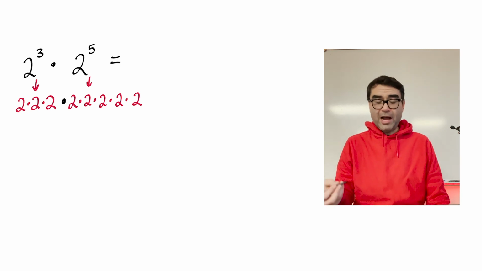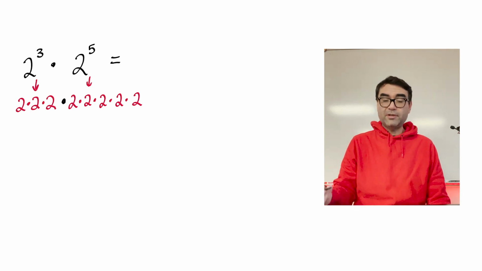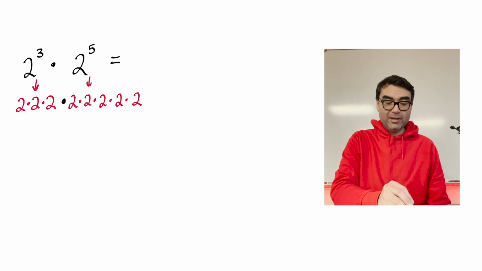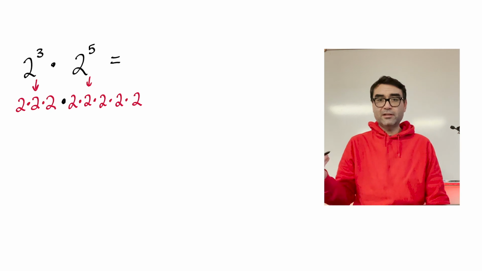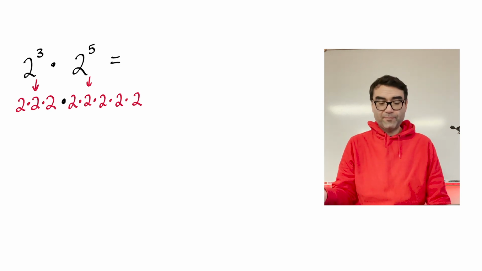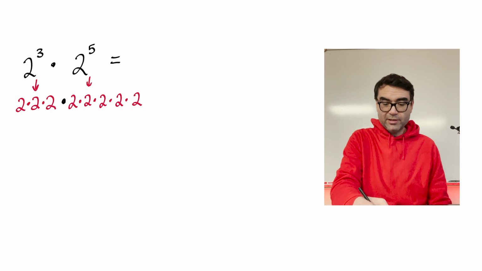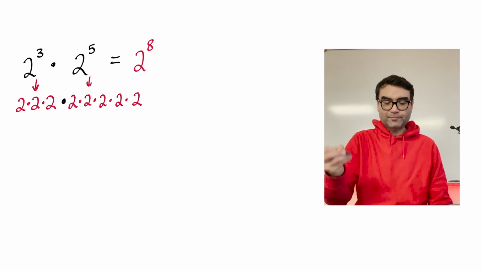So ultimately what we're asking is, what is 2 to the third power times 2 to the fifth power? It's the product of 8 2's, right? If I just count them, 1, 2, 3, 4, 5, 6, 7, 8. There are 8 2's that we're taking the product of. So before we even talk about the actual answer, we could rewrite this as another power. This would be written as 2 to the 8th power.